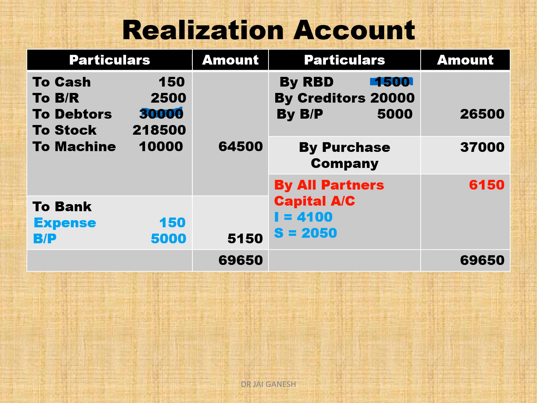It's a sale price. To bank, we have paid 150 towards realization expenses. Then BP not taken over has to be paid. The company has not taken over BP, so we have to pay it. Total 5,150. So we get a total realization profit of 6,150. Distribute it to Indra and Sudha in the profit sharing ratio. Indra gets 4,100, Sudha gets 2,050.